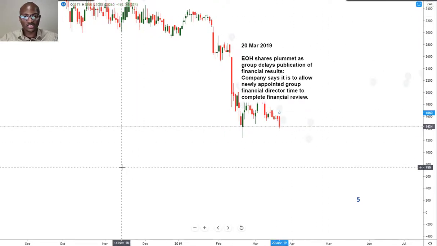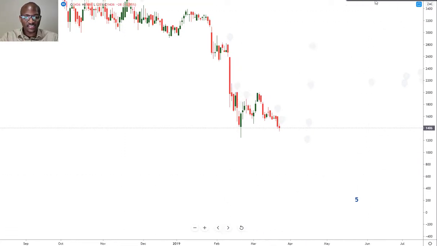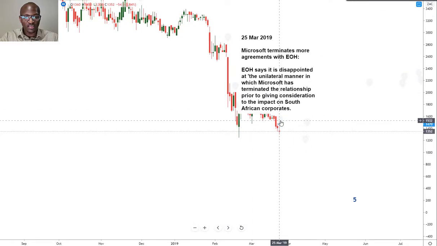20 March 2019, EOH shares plummet as group delays publication of financial results. The company says it is to allow the newly appointed group financial director time to complete the financial review, which makes sense, but clearly the market didn't like that, and the share continued lower.